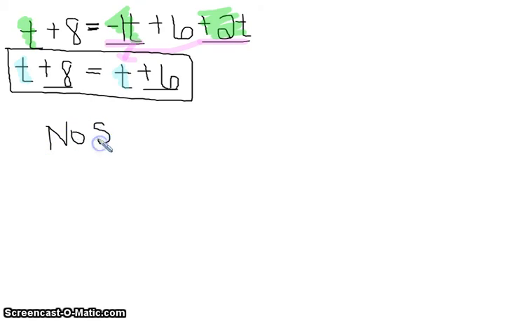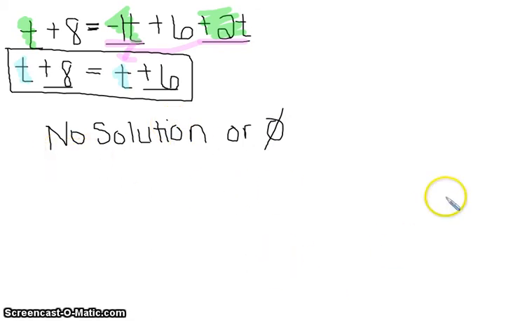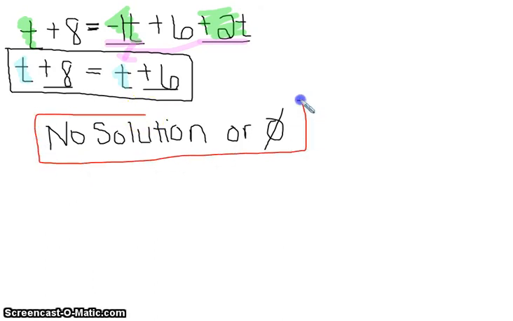So again, you can write no solution, or you can use the symbol for no solution. Either way, this is your final answer. So I'm going to box this in red. This is your final answer. No solution. So let's go over here to the side. I want you to try one.